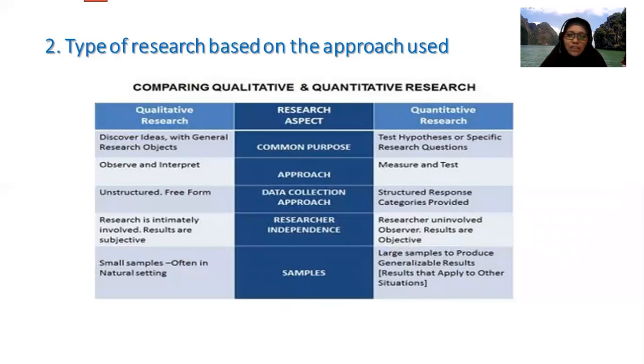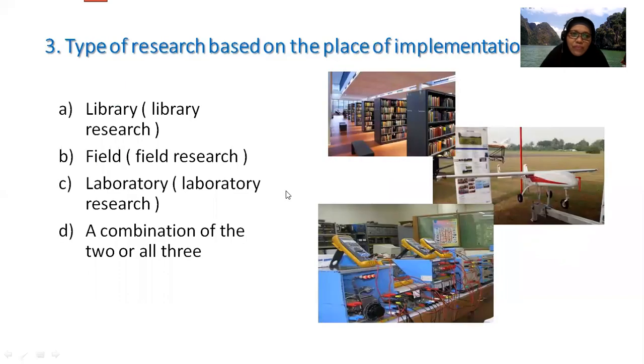So the main difference between qualitative and quantitative is about real data, or something we can measure. We can classify that as quantitative research. Okay, and the next is the type of research based on the place of implementation, that could be in a library, like a literature review, field, laboratory, and also a combination of two or all three.